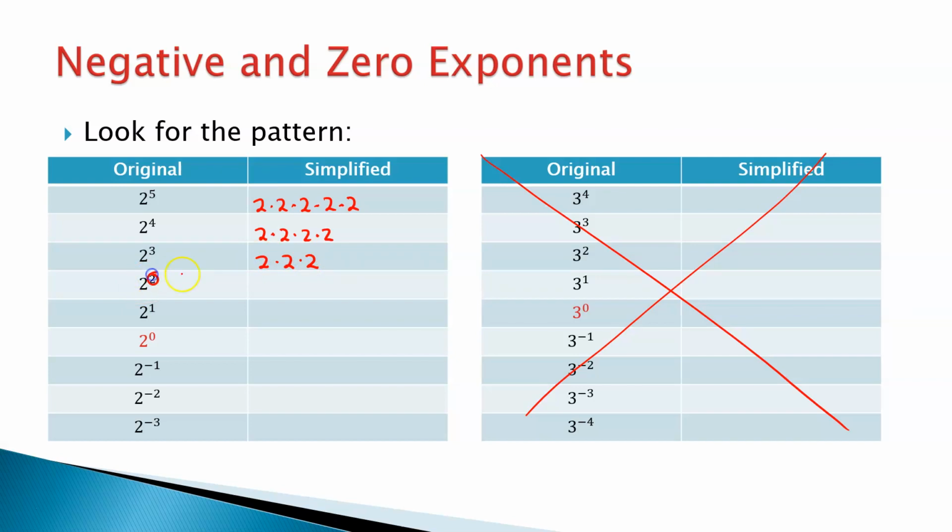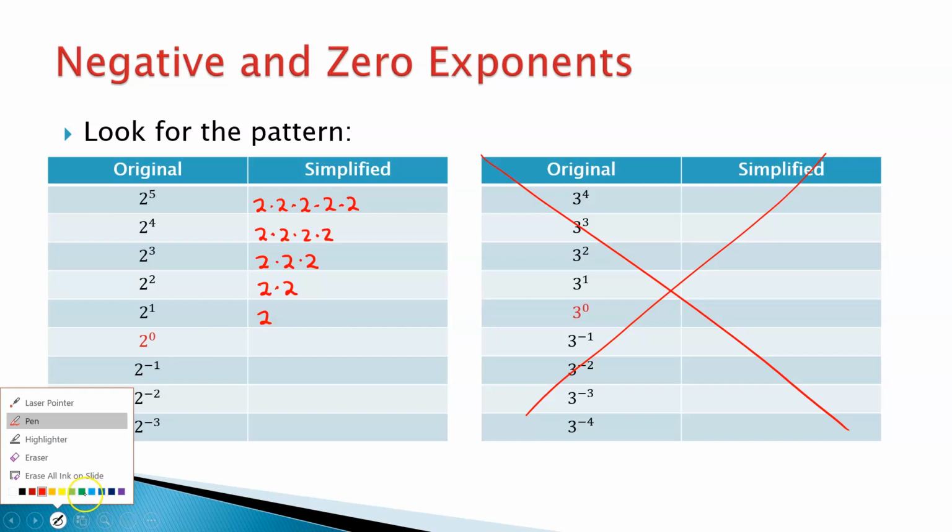What's 2 to the second power? That means we have just 2 times 2. What about 2 to the first power? Well, that's just one 2. You only have one 2. Okay, great. So then what's the next one here? How does that work? Well, let's actually multiply these lines out and see if we can figure out what's happening.